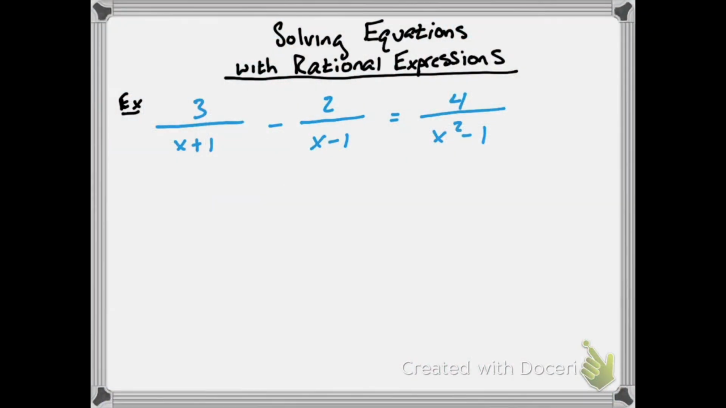Solving equations with rational expressions. Here we have 3 over x plus 1 minus 2 over x minus 1 is equal to 4 over x squared minus 1. The first thing we're going to want to do is try to factor all the denominators.